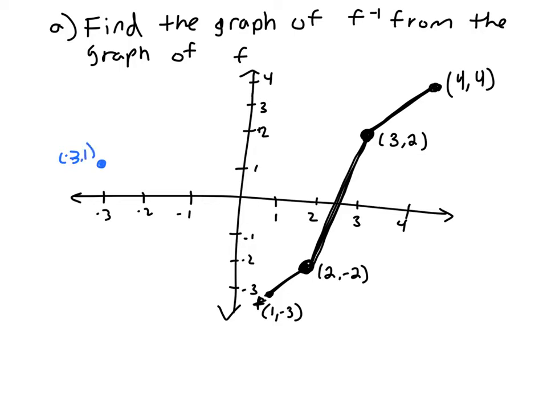I'm going to label that -3, 1. Next point is 2, -2. So now it's going to be -2, 2. So that point will be here, -2, 2. Okay, the next point is 3, 2. So that's going to be 2, 3. So x will be 2, y will be 3. So that will be here. So this will be 2, 3.